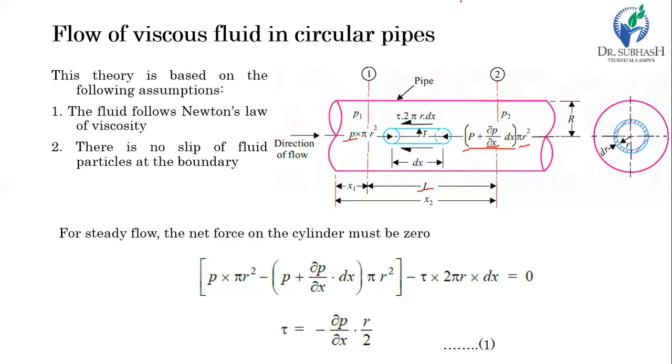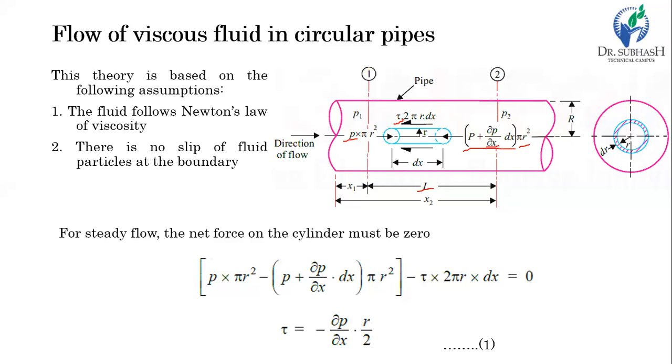Another force acting on the cylindrical volume is shear stress or shear force. Let's suppose tau is the shear stress, and then the shear force will be tau into the area on which the shear force acts. Shear force acts on the peripheral area of the cylinder. So the peripheral area will be 2 pi r into dx. 2 pi r is the periphery times the length, dx. So 2 pi r dx is the peripheral area of the cylinder, times the shear stress.